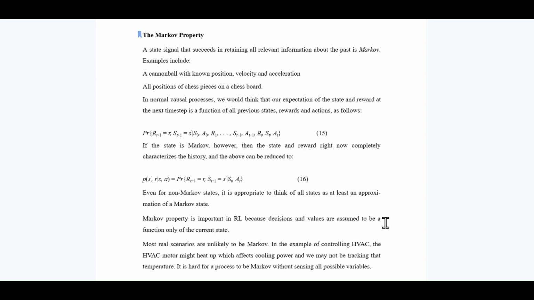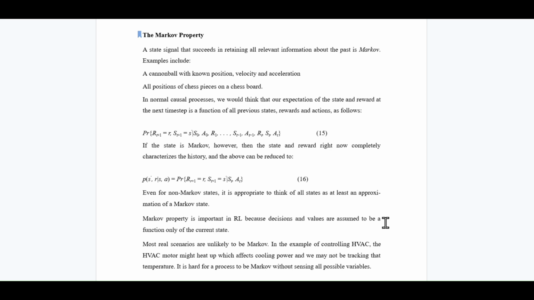Imagine you are controlling a heating and cooling system in a building. There, the current temperature isn't enough to determine the best action you take. You also need to know the outside temperature, right? So you need to know outside temperature factors and also the time of the day and other factors. So it's called a non-Markov state.